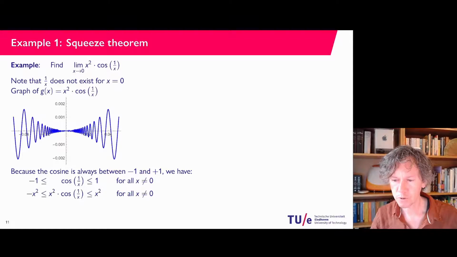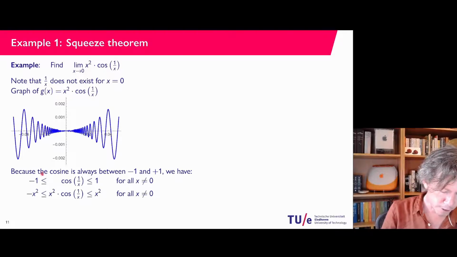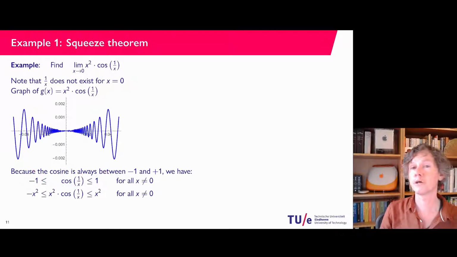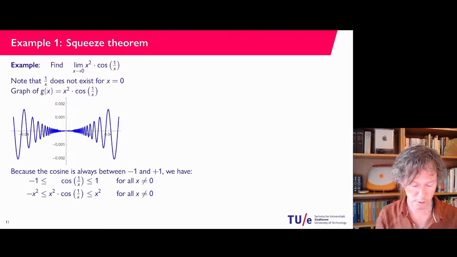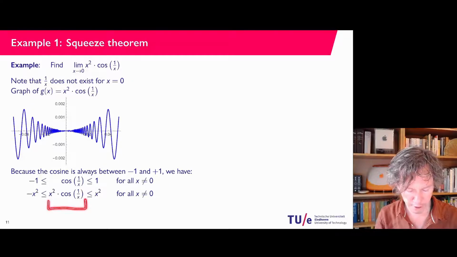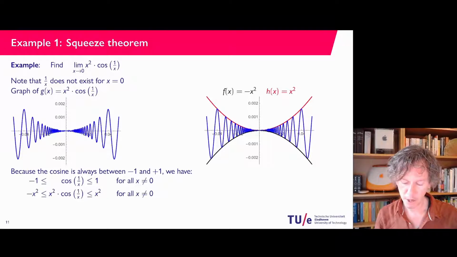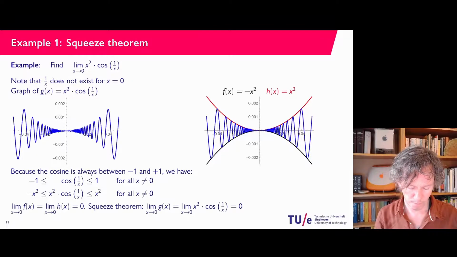So what I'm going to do now is write it down here. I multiplied all three of these things with x squared, and x squared for x unequal to 0 is a positive number, so the inequality sign stays the same. And you see that this is our function g(x), this is the lower bound f(x), and this is the upper bound x squared. So I also plotted them, and you see here that indeed the lower bound in black is precisely below the graph here. The upper bound in red just encloses the blue function. And now we can use the squeeze theorem.